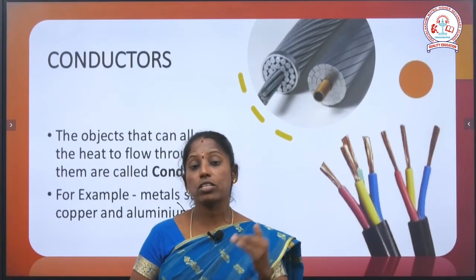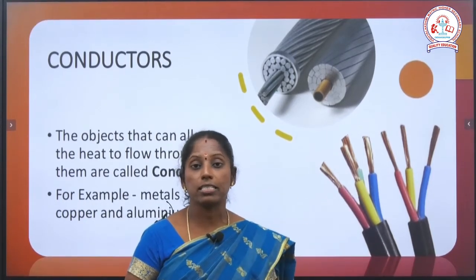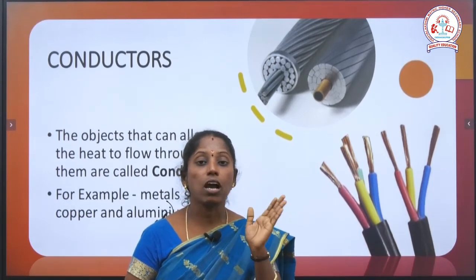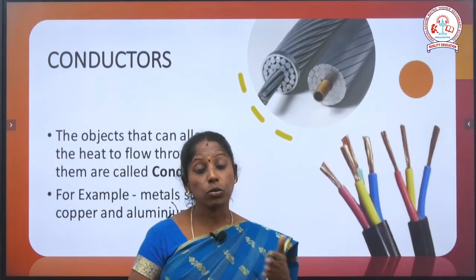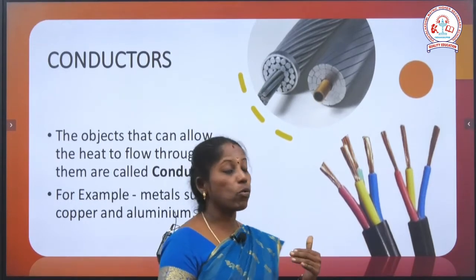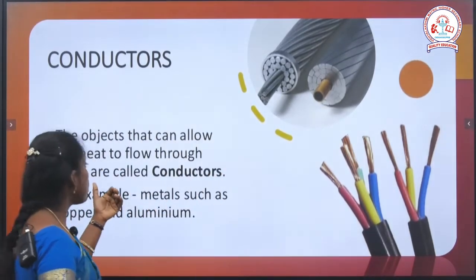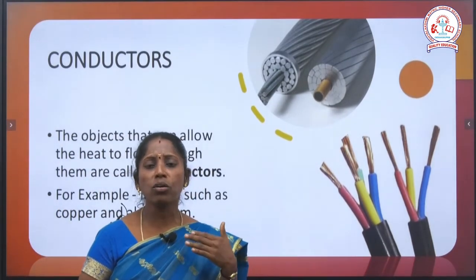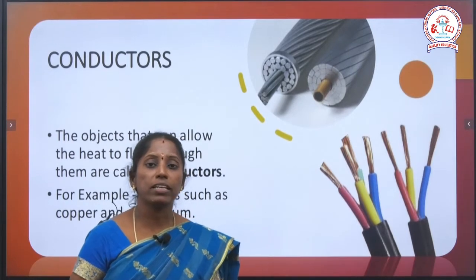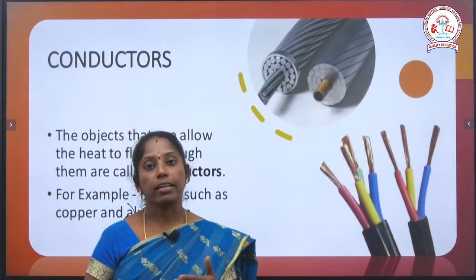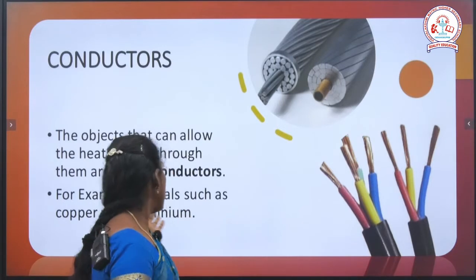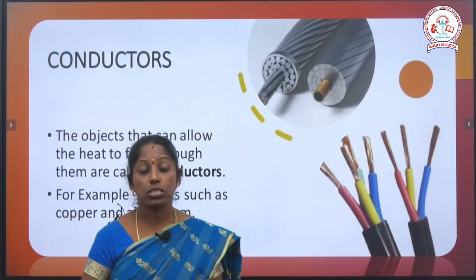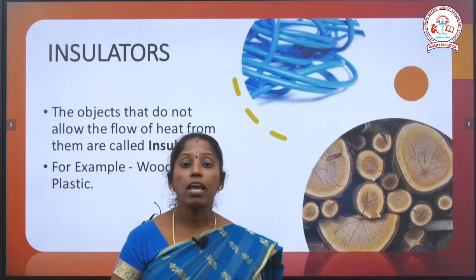There is another definition of conductors in the electricity lesson: materials which allow electric current to pass through them. But in this chapter, a conductor is an object that allows heat to flow through it. That kind of material is called a conductor. Examples are copper and aluminium. These are all metals, even iron and steel, so they are called conductors.